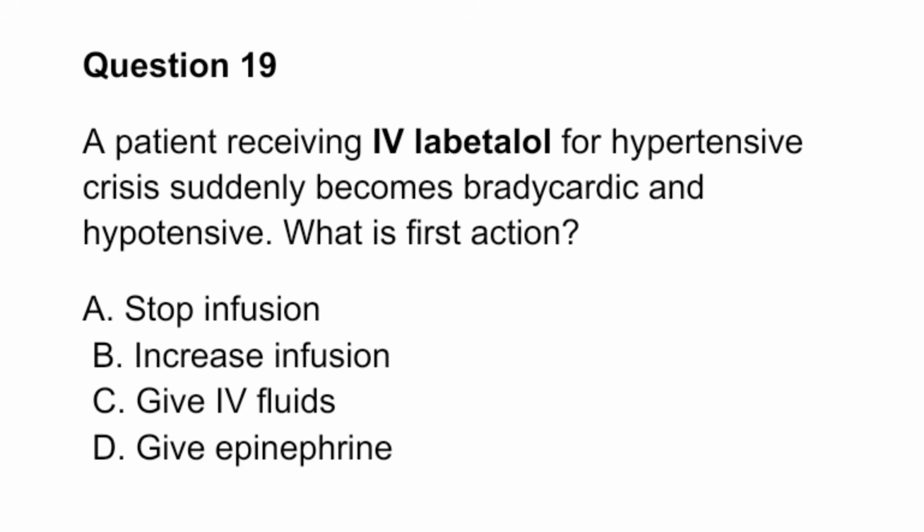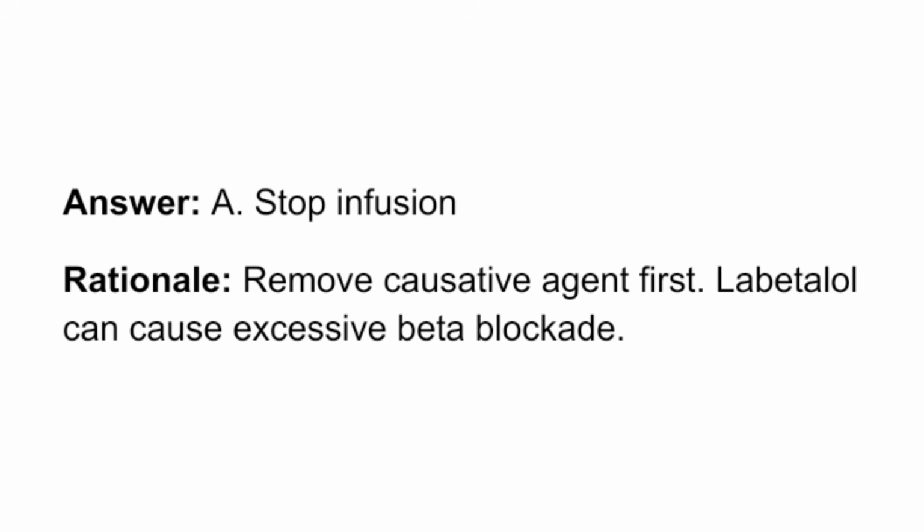Question 19. A patient receiving IV labetalol for hypertensive crisis suddenly becomes bradycardic and hypotensive. What is the first action? A. Stop infusion. B. Increase infusion. C. Give IV fluids. D. Give epinephrine. Answer: A. Stop infusion. Rationale: remove causative agent first. Labetalol can cause excessive beta blockade.